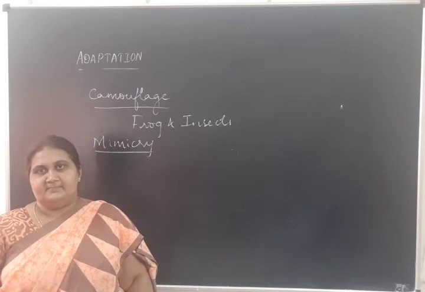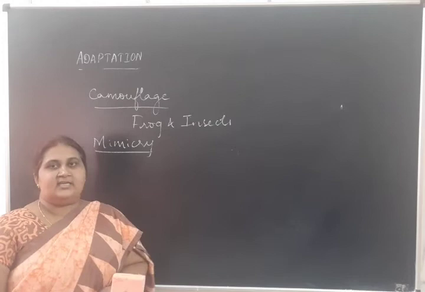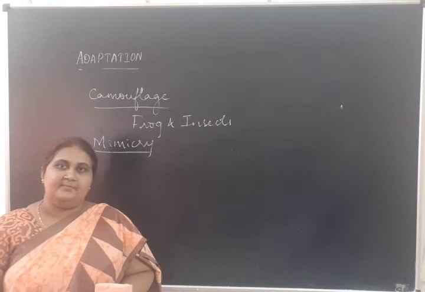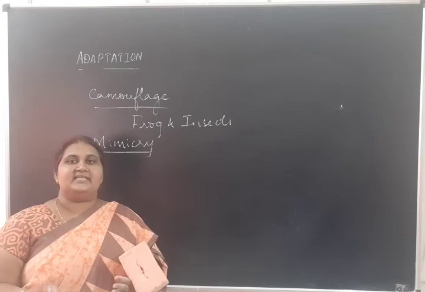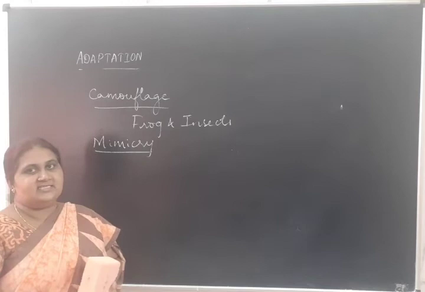Example: leaf insect, stick insect. Here we can find two individuals. One is called the mimic and the other is called the model. The one which imitates is called the mimic, and the one which is being imitated is called the model organism.